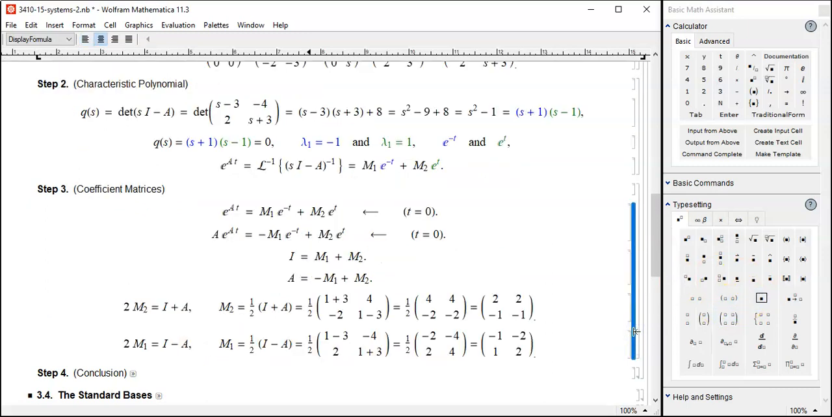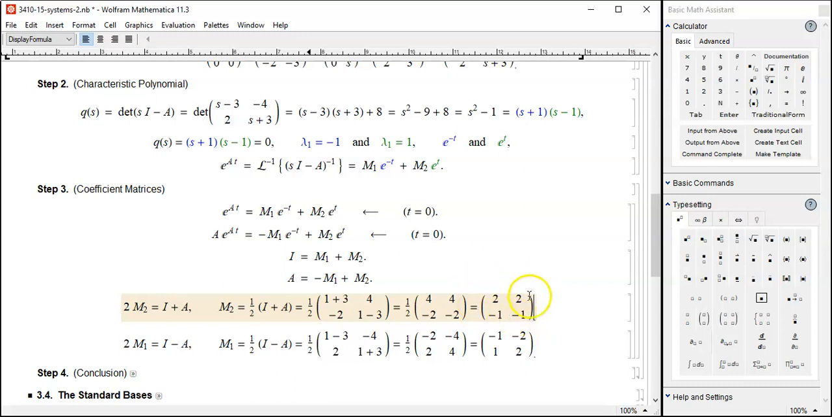Tedious computation, but you can do it because that's elementary algebra, and you can use computers for that. So plug in t equal to 0, we get this. Plug in t equal to 0 to the derivatives, we get that. And solving this system, that's not too bad. In this particular case, I simply add them up. Then m1 minus m1 will just disappear. Then we get this: 2m2 is equal to I plus A. So divide by 2, we can determine m2, 1/2 of I plus A.